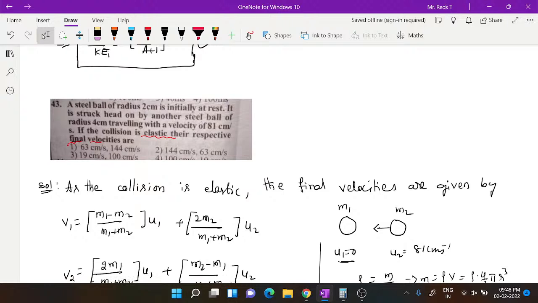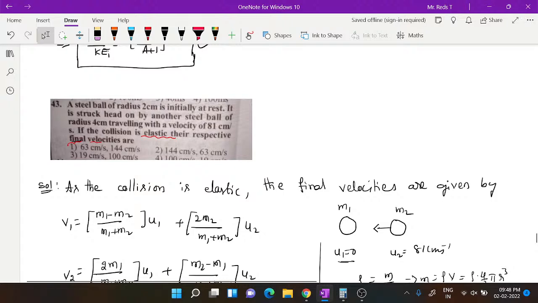Now the answer for your question. The question is: a steel ball of radius 2 centimeter is initially at rest. It is struck head-on by another steel ball of radius 4 centimeter traveling with a velocity of 81 centimeter per second. If the collision is elastic, their respective final velocities are.